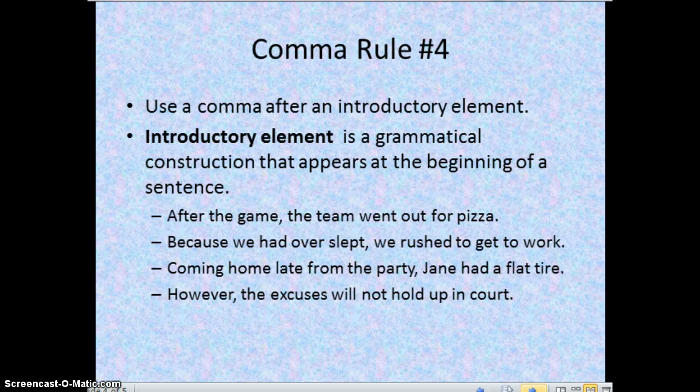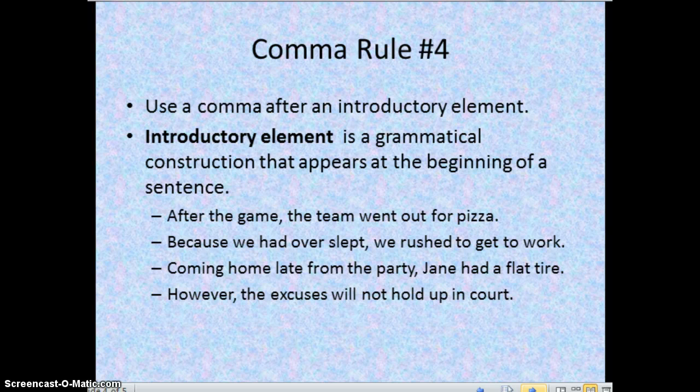And our next comma rule is that you need to use a comma after an introductory element. All that an introductory element is, is a grammatical construction that appears at the beginning of a sentence. Okay, I know most of you will probably just write that down in your notebook, and you have no idea what that means, so it's really not going to help you at all.